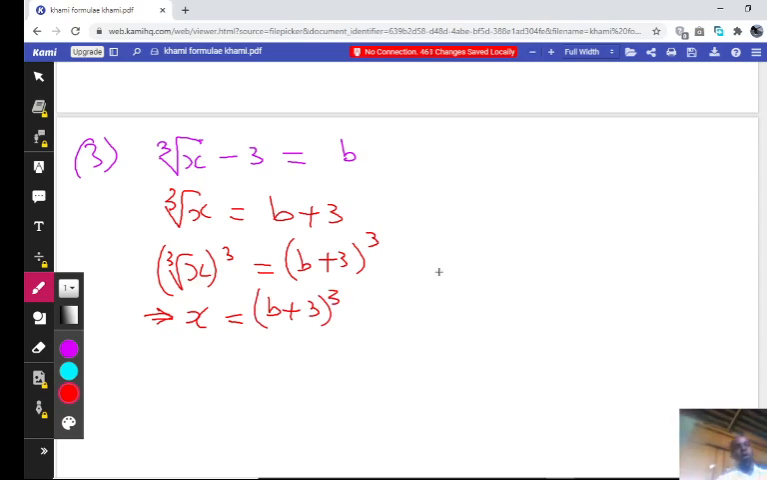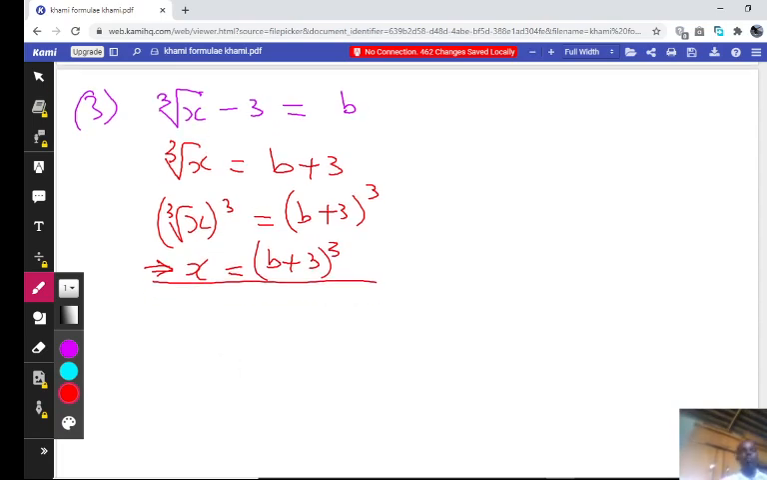Like this. Or you can apply indices here. How can you apply indices? The cube root of x is the same as x to the power 1/3.